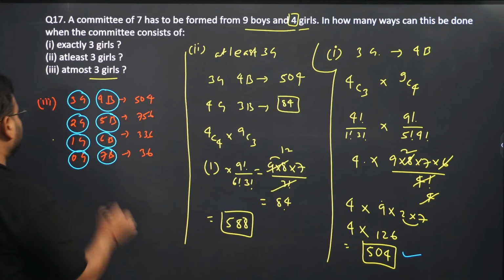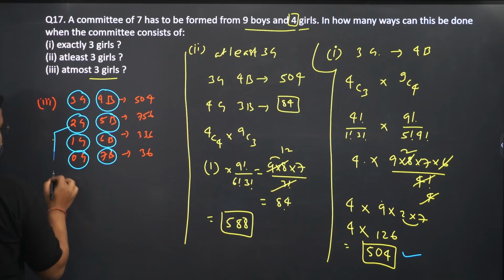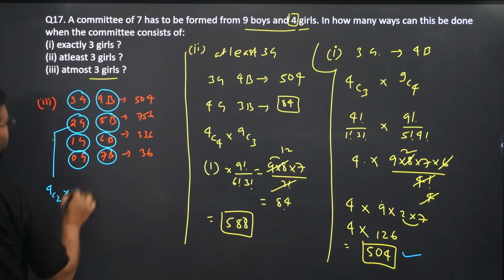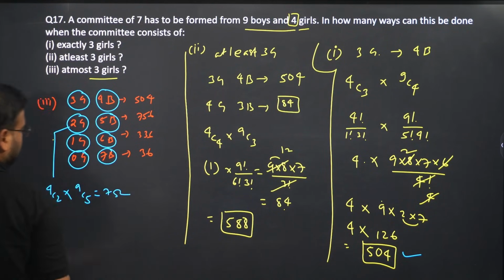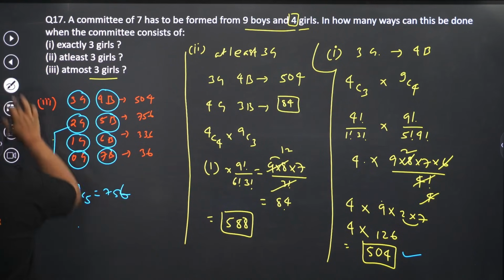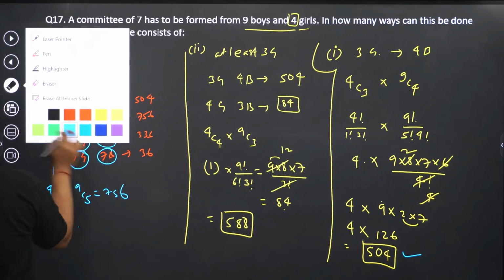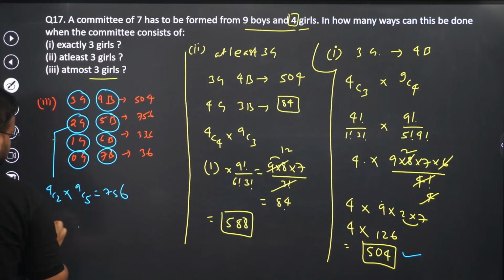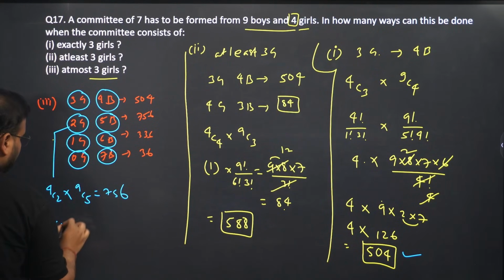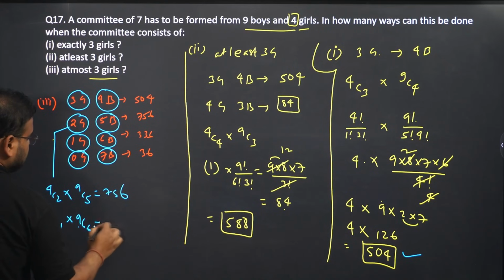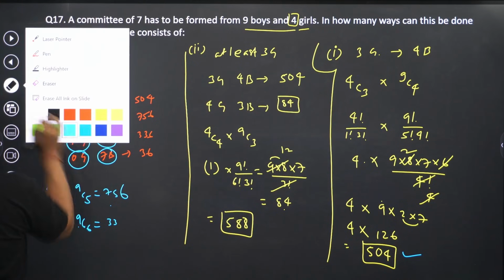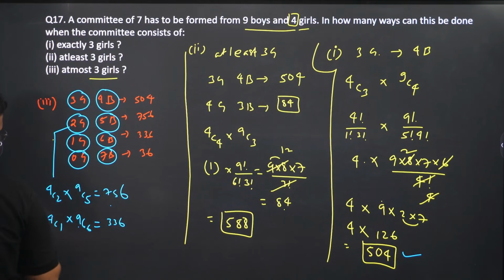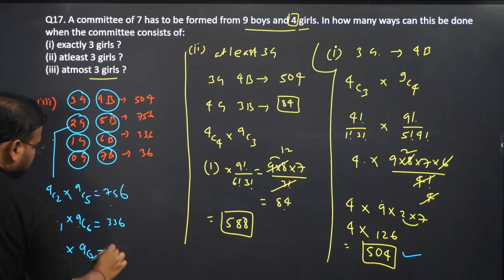2 girls 5 boys. How do you solve for 2 girls 5 boys committee? You'll get like this: 4C2 into 9C5. Solve, you'll get this value as 756. Next what? 1 girl 6 boys. You'll pick this as 4C1 and 9C6. 336. And last is 4C0 and 9C7. You'll get this as 36.